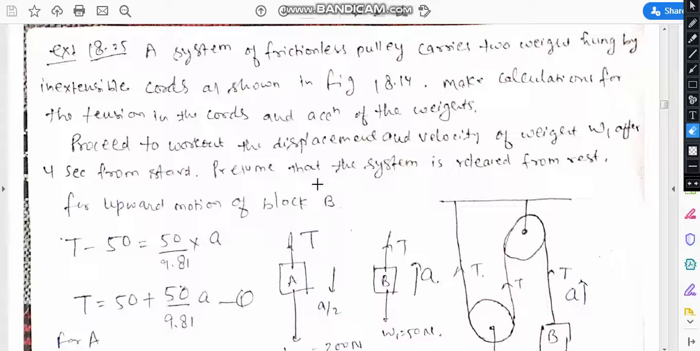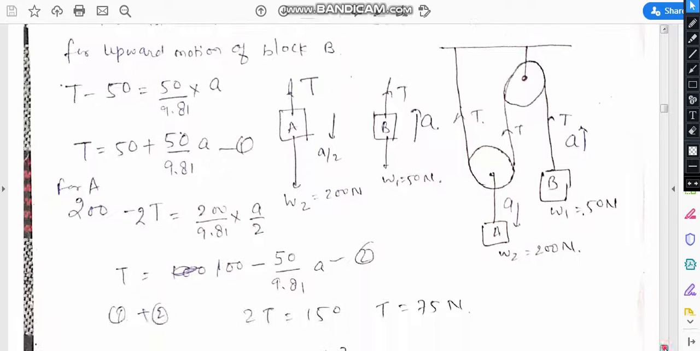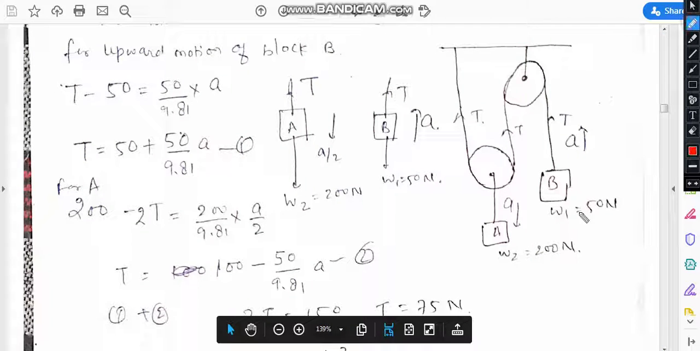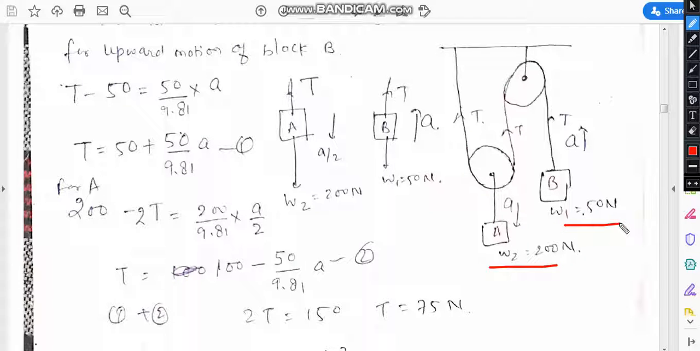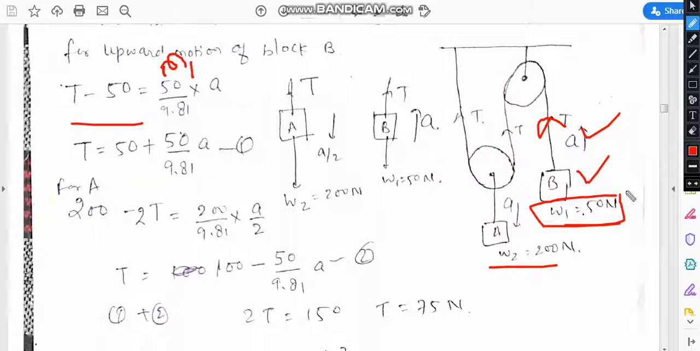First we consider two blocks, A and B. A has a weight of 200 Newton and B has 50 Newton. Focus on this object. Since B is going upward, the tension is larger in this string. So T minus 50 equals (50 upon 9.8) times A, because this is M1A. How do we determine the mass? That is the load divided by gravitational acceleration. So T equals 50 plus (50 upon 9.81) A.